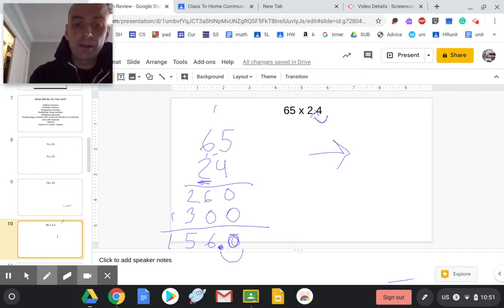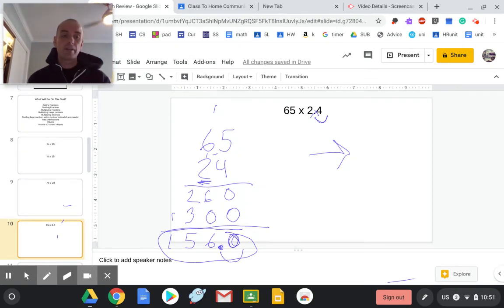So now if I read my answer, I have 156,000 tenths, or 156 ones and 0 tenths. That's what you have to do. And that was last week when we were doing this. I noticed people were having a hard time with the decimal. Okay? So that's how you multiply with a decimal.